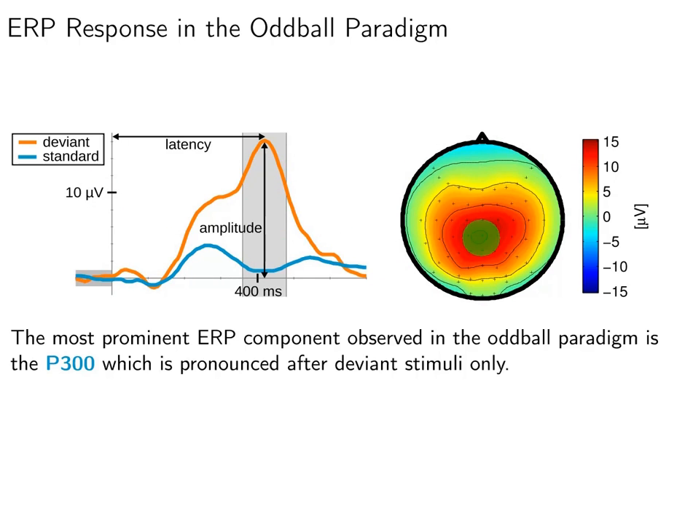For example, this point corresponds to the CZ location, and the colors are representing the amplitude values of the ERP. More red means higher amplitudes, 15, 10 microvolts. Blue means more or less negative amplitude. And one prominent ERP component observed in this Oddball paradigm is called the P300 waveform, which is pronounced after deviant stimuli only. P300 means P stands for positive wave, positive deflection. 300 means the time when it happens, where it is observed.